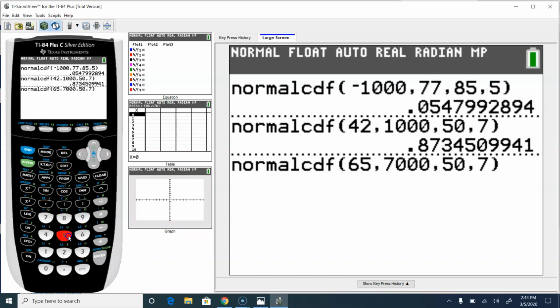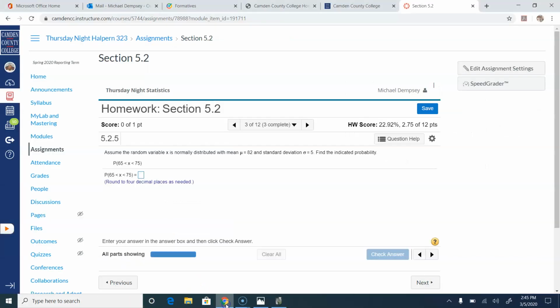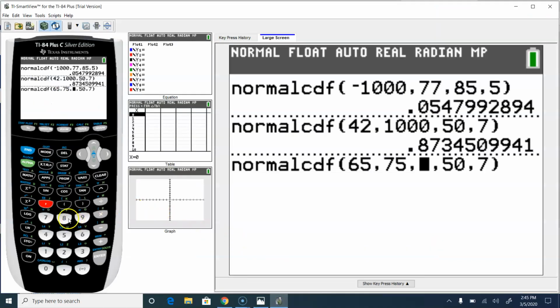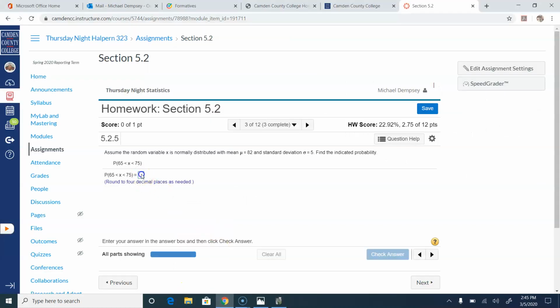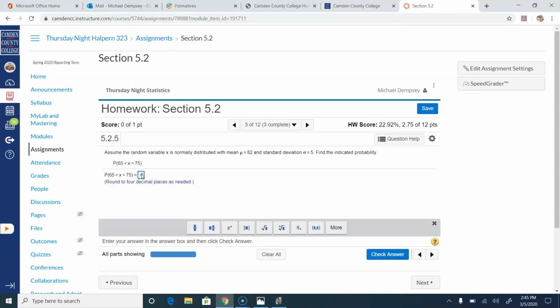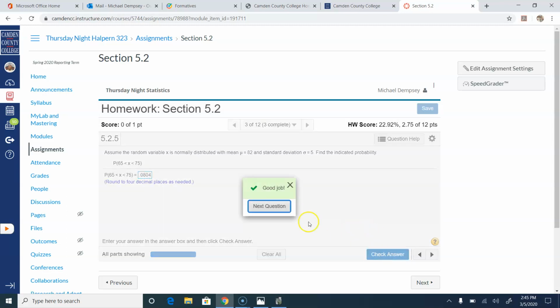Comma, upper limit 75, comma, need to double check my mean and standard deviation, I forgot them already, 82 and 5. Close it and delete anything we don't need. 0.0804. Check that.